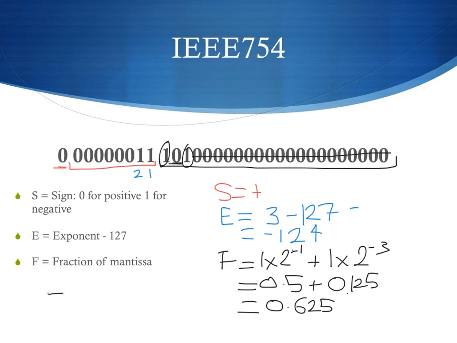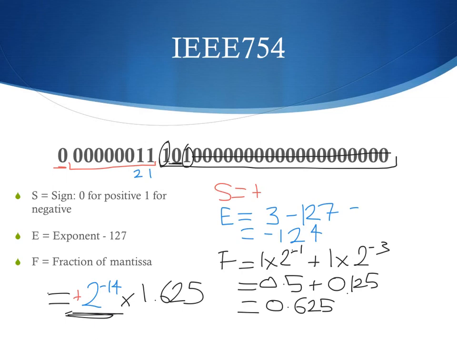I'm going to come out with equals. It is a positive number, so I can put a plus in there if I want to know what it is that I'm doing. 2 to the power of what? 2 to the power of negative 124 times 1.625. This 1 just means times it by everything here. That's what we're trying to say.